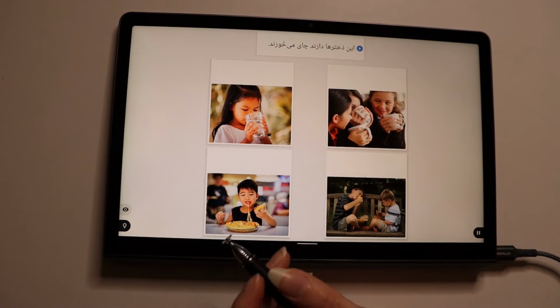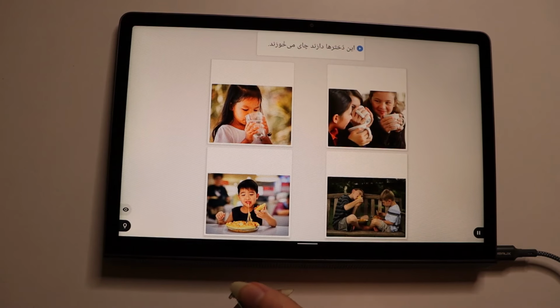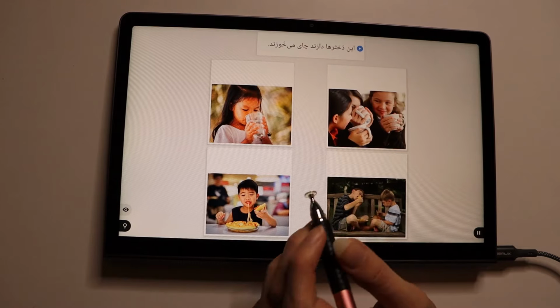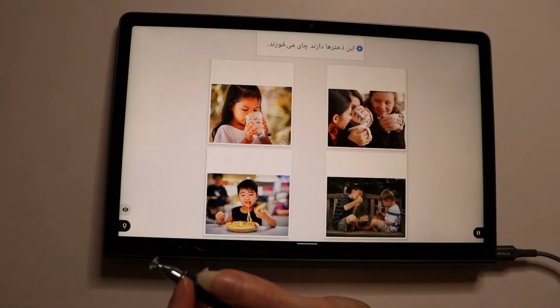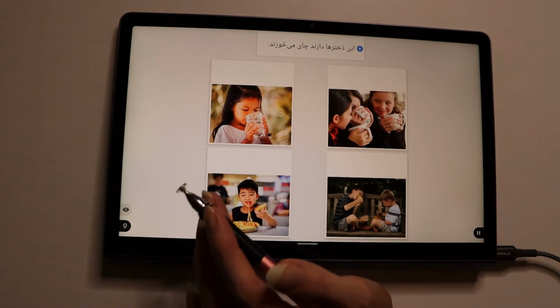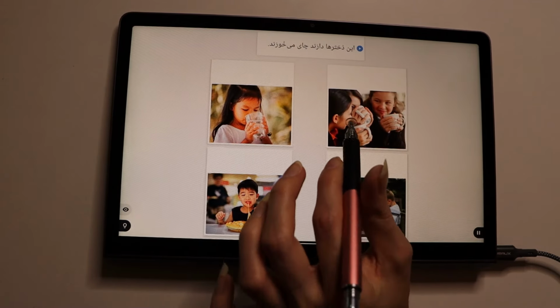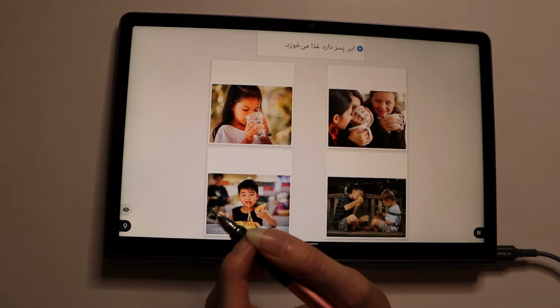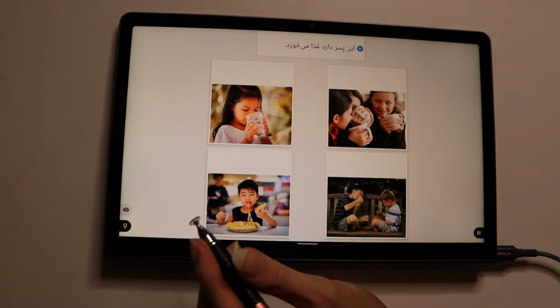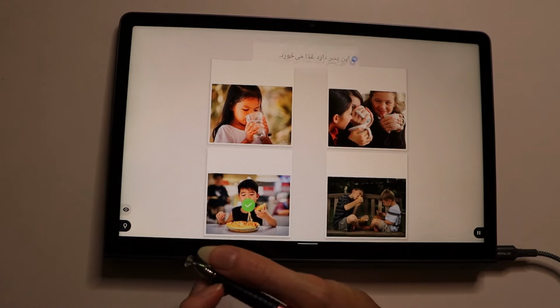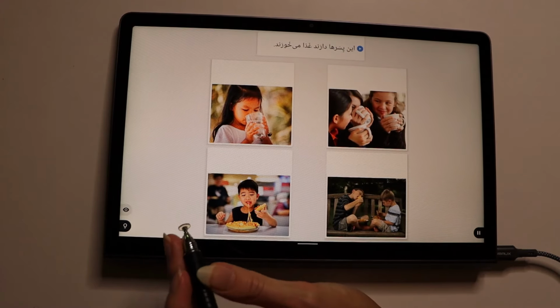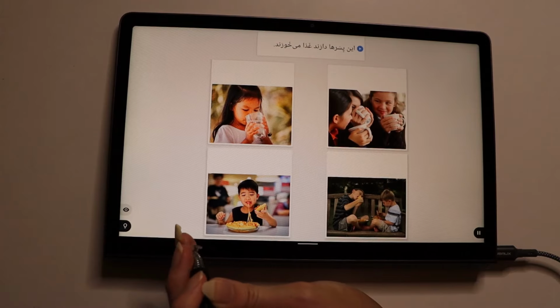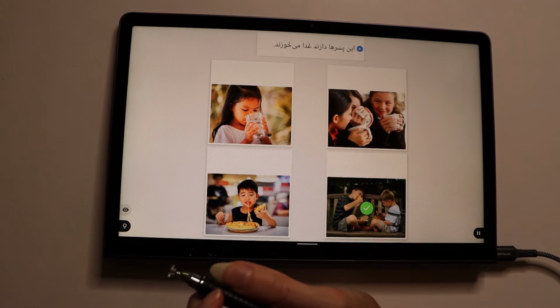I don't understand, but it's multiple girls. It's at a team. This is multiple boys.